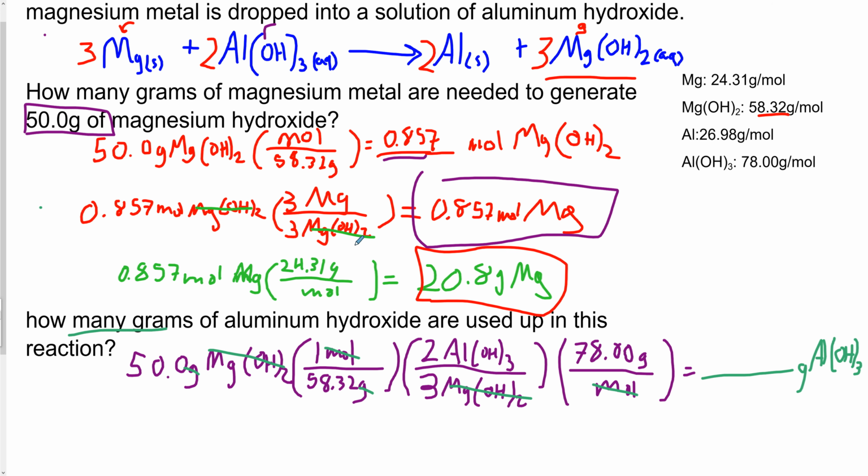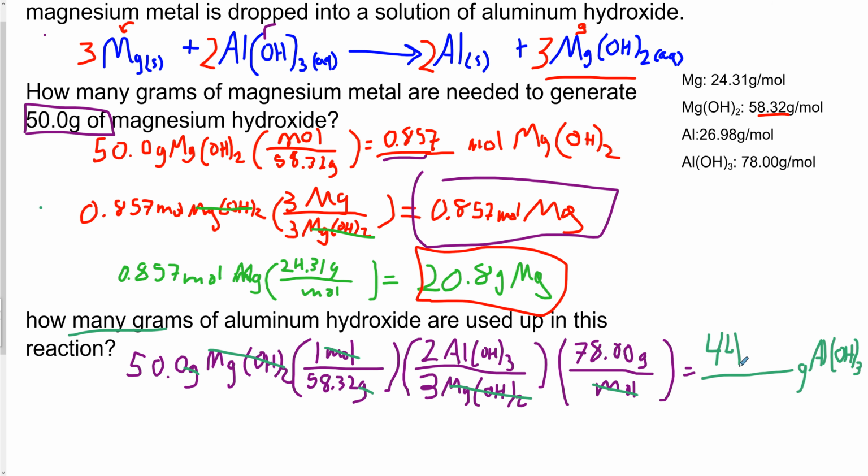So let's do the quick math. So we have 50 grams. I'm going to multiply by all the top numbers, so I'll multiply by 1. That doesn't do anything. I'll multiply by 2. Then I'll multiply by 78. Then I'll divide by 58.32. Hit enter. Then I'll divide by 3. Hit enter. And then I guess I'll divide by 1, but who really cares about dividing by 1? So I end up with 44.58 grams. I only have 3 sig digs, so that means I will say 44.6 grams of aluminum hydroxide.